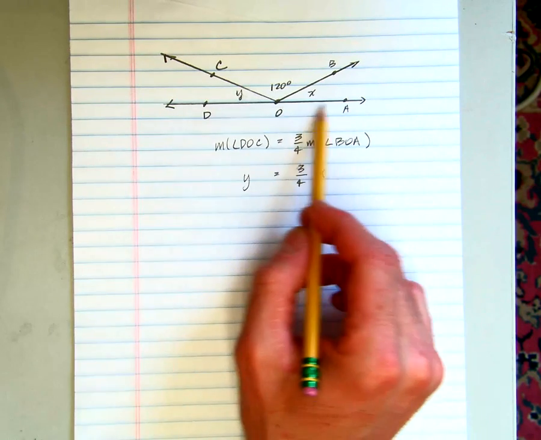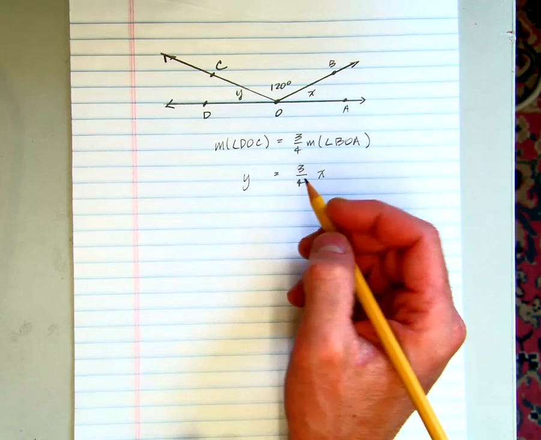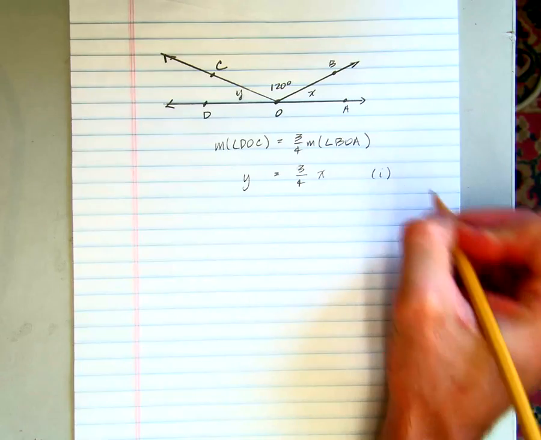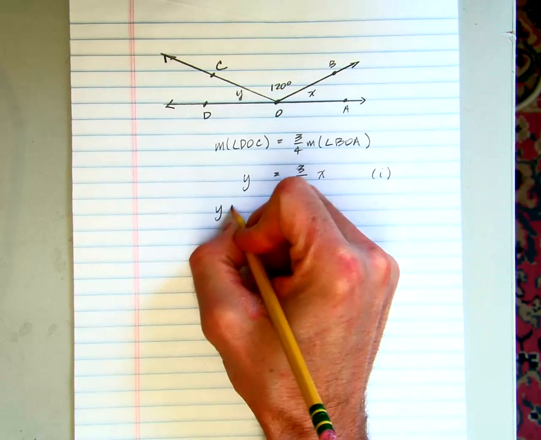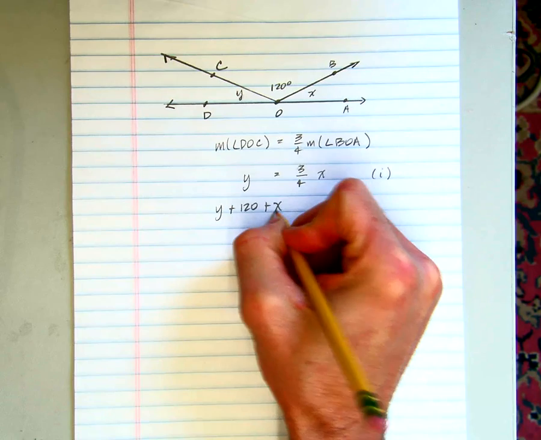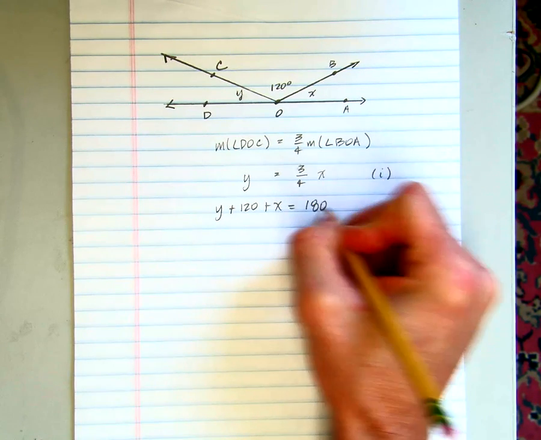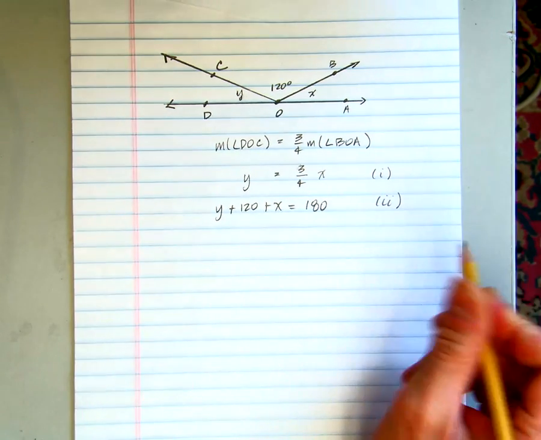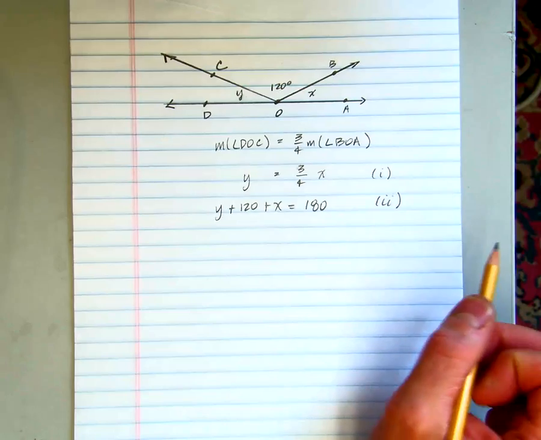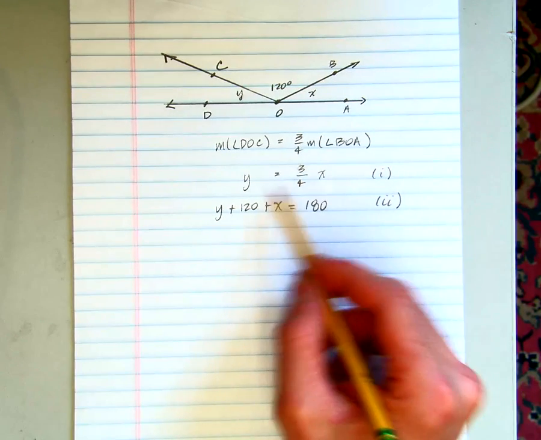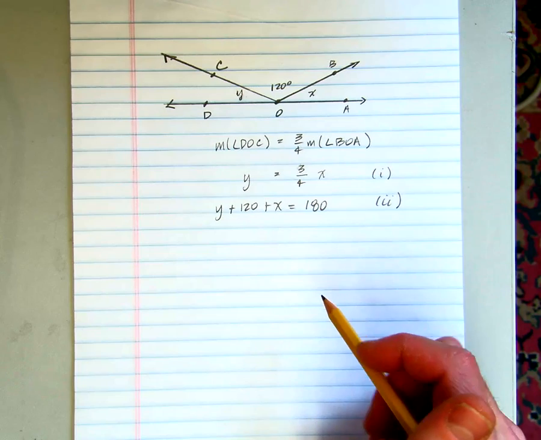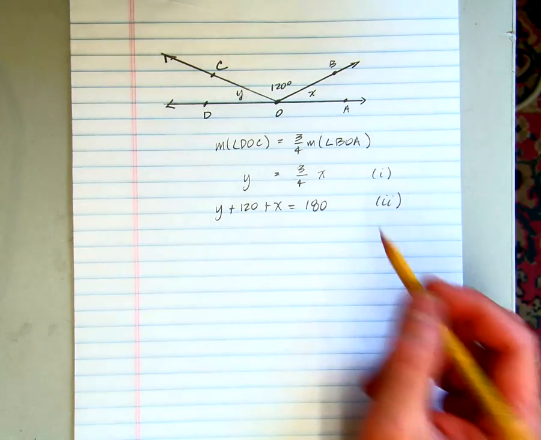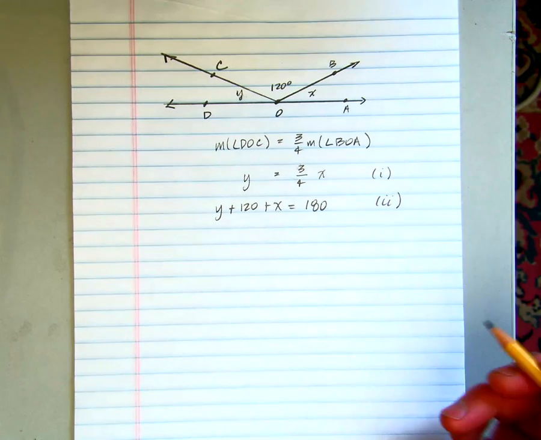Given the fact that DOA is a straight angle, we can make another statement. So we'll call this equation 1. Equation 2 would say that y plus 120 plus x has got to be equal to 180. So we have an example of what we call a system of equations, where we have two equations in two unknowns. And anytime we have that setting, we can solve for those unknowns by a variety of methods.